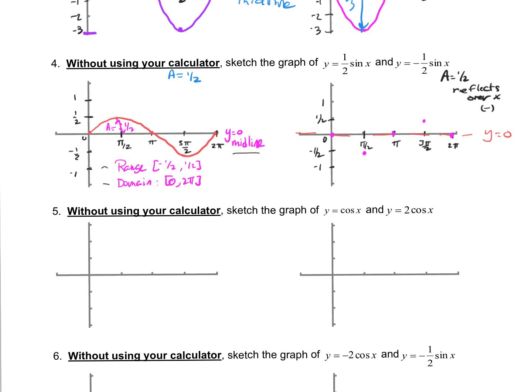I always seem to have to do that last part. Sometimes the upside down kind of gets easier. Okay. Again, same thing, half, half. Domain and range are the same thing as the other one, and the midline's the same.